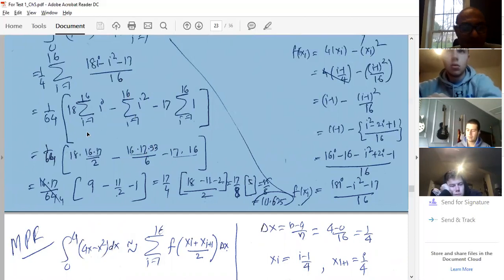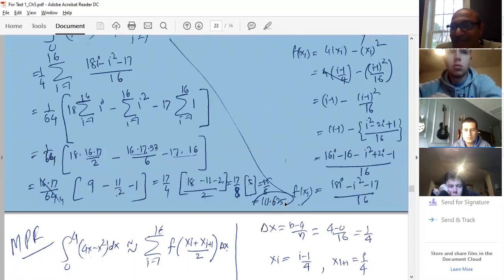Okay, and then summation of i is n times (n plus 1) by 2, n is 16, n plus 1 is 17, by 2, right? So 16, 18, 17, blah, blah, blah. Just simplify this one, use your calculator. You are going to get 10.625.